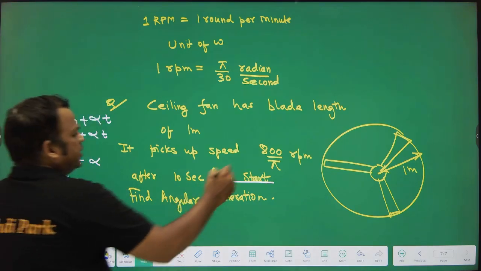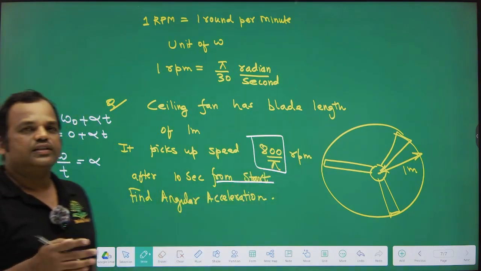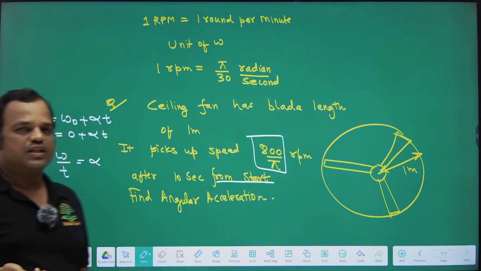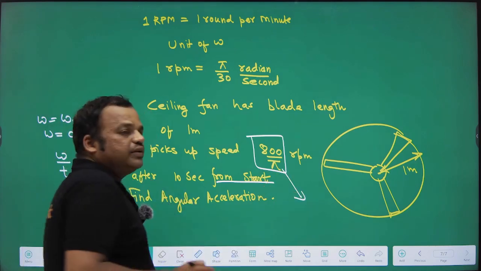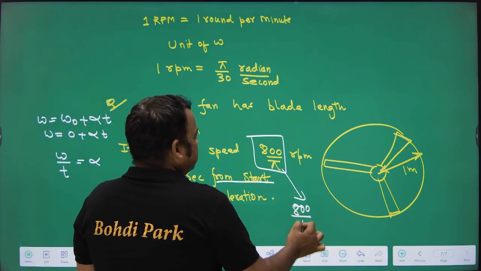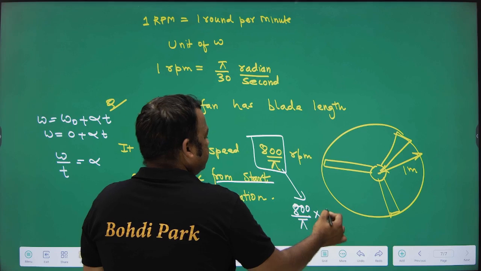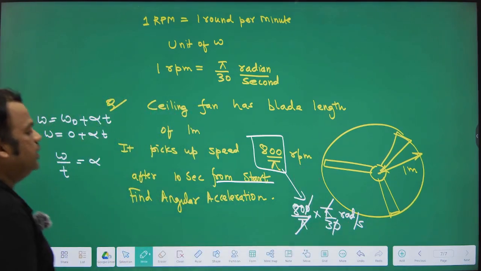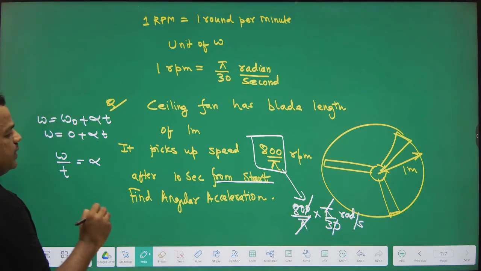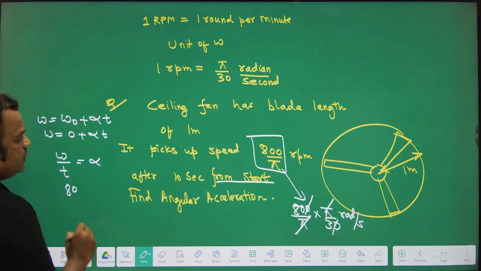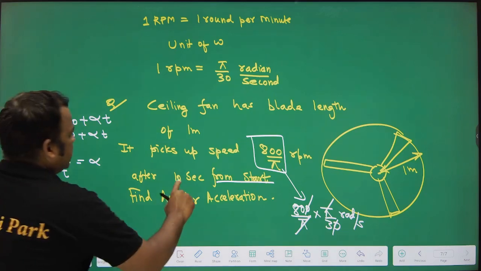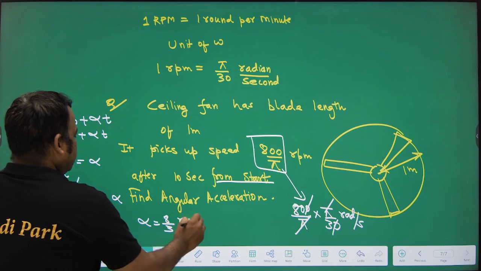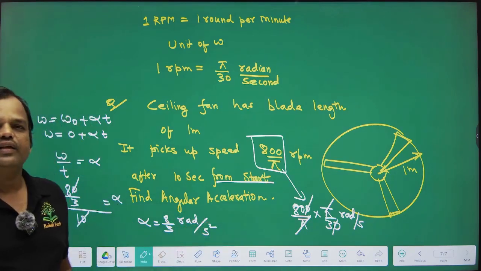So final angular velocity is given in the question. The ceiling fan, when it is started, it is picking up the speed. Initial speed is very less. So now speed is increasing, like this. It is becoming faster. So we have to convert this into radian per second. So 1 rpm is pi by 30 radian per second. So pi cancel, 10 cancel. So the final angular velocity is 80 by 3. So 80 by 3 whole divided by, now the time is 10 seconds. So this is alpha. So this 10 cancel. So alpha is equal to 8 by 3 radian per second square.